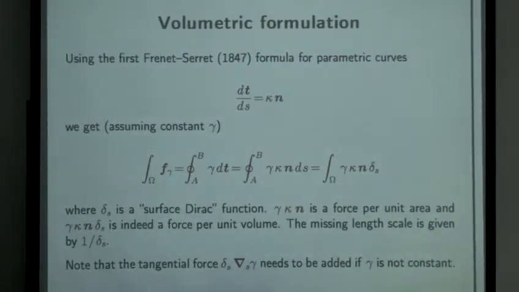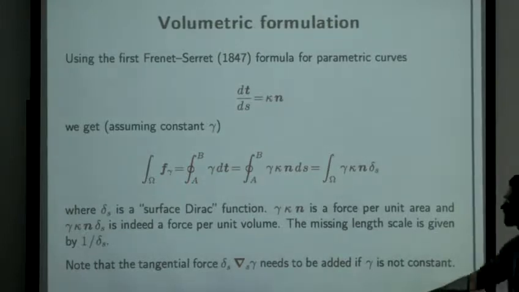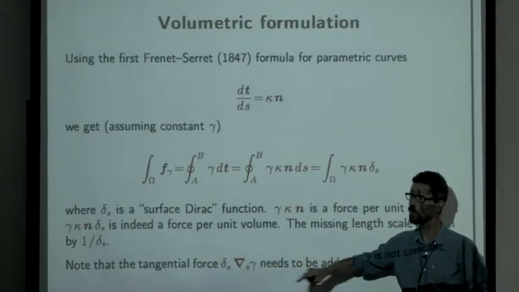So I said that it works only if surface tension is constant. If it's not constant, you need to add, of course, the equivalent tangential force, okay? Which is still the direct term is still there, and now you have to also compute the gradient of gamma, the surface tension, along the curve, okay?